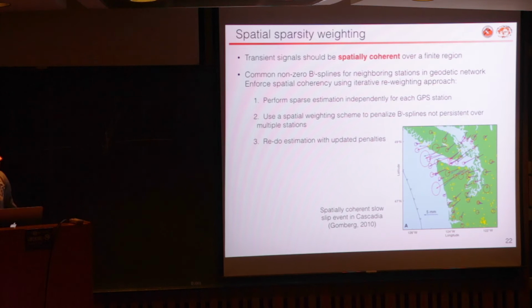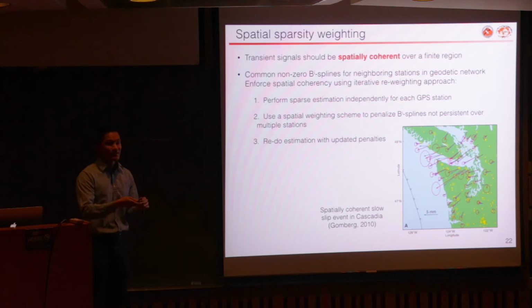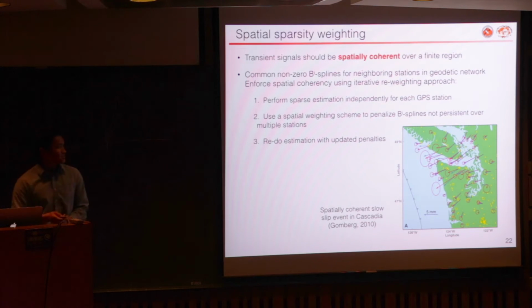So we should have a consistent solution between a finite extent of stations. What we can do is use an iterative reweighting approach, where we perform sparse estimation independently for each GPS station, and then we do an intermediate step where we apply a spatial weighting scheme that penalizes B-splines that aren't persistent over multiple stations. So if I'm a station and I really want to choose this spline as a transient, but no one else is seeing it, it's probably something that only I'm seeing, and it's not something that we are interested in as geophysicists. So this spatial weighting scheme will penalize those, and then we can redo the estimation with updated penalties.